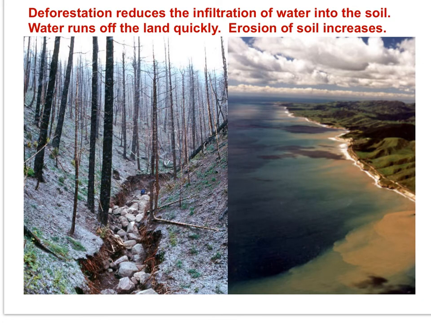Deforestation reduces the infiltration of water into the soil. Water runs off the land quickly, and the erosion of soil increases. In this photo on the left, the burned forest results in rapid water runoff into the gully, and this increases the rate at which the gully is eroded. Notice how water erosion has gouged the gully. Increased rates of runoff muddies rivers below, resulting in the increased flow of sediment to where rivers meet oceans, seen here on the right.